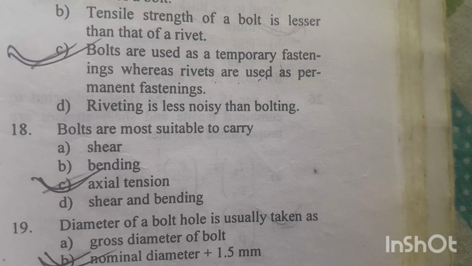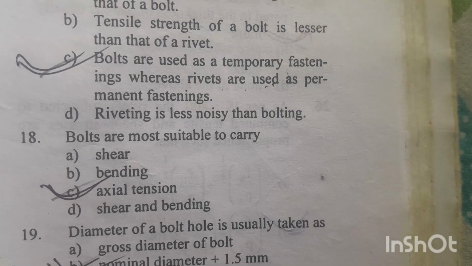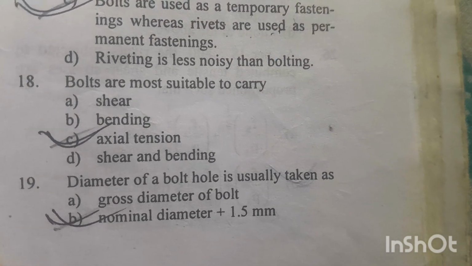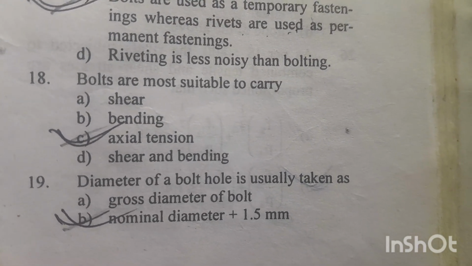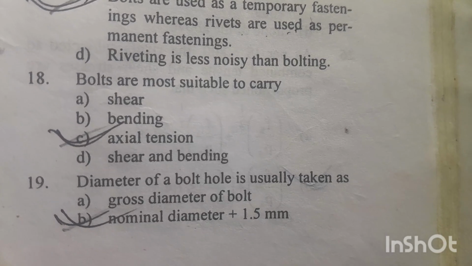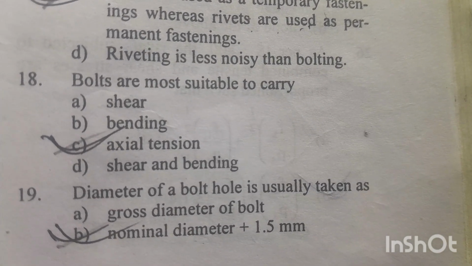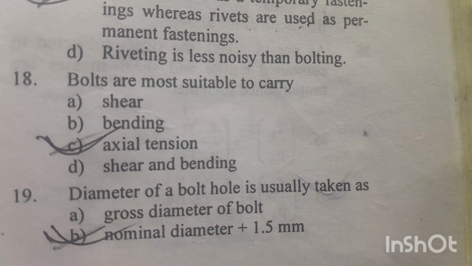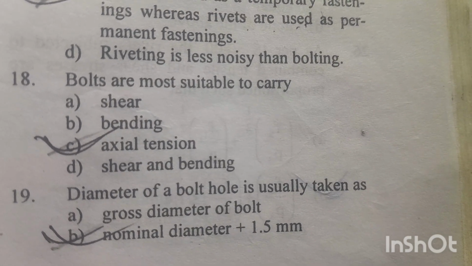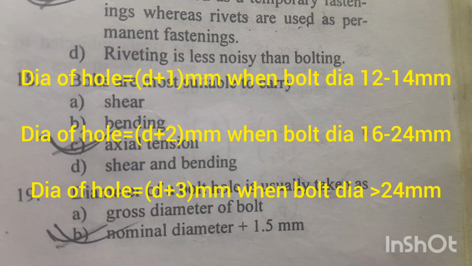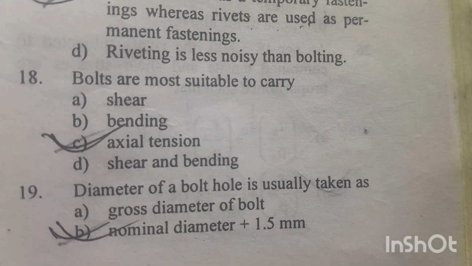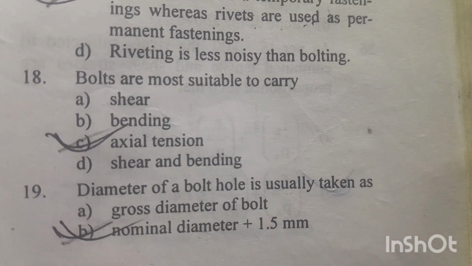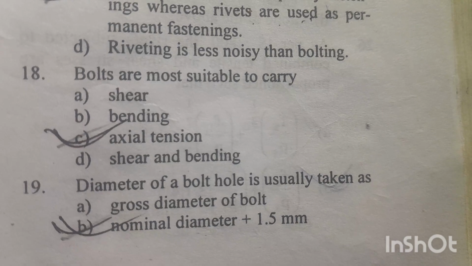Question number 18. Bolts are most suitable to carry axial tension. Option C is right answer. Question number 19. Diameter of a bolt hole is usually taken as nominal diameter plus 1.5 mm. Option B is right answer. When the diameter is between 12 to 14 mm, the diameter of the hole will be d plus 1 mm. When the diameter of the bolt is 16 to 24 mm, the diameter of the hole will be d plus 2 mm. And when the diameter of the bolt is greater than 24 mm, the diameter of the hole will be d plus 3 mm.